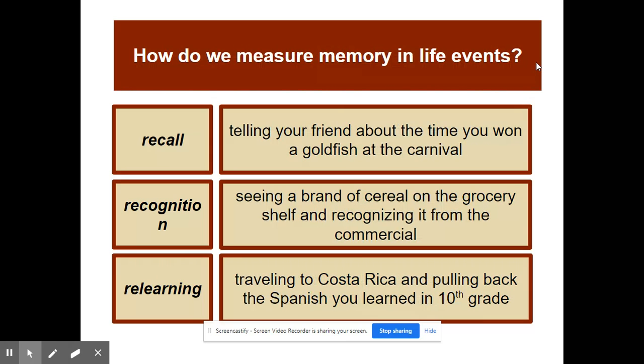Recall is telling your friend about a time when you won goldfish at the carnival. Recognition is seeing a brand of cereal on the grocery shelf and recognizing it from commercials. Relearning is traveling to Costa Rica and pulling back the Spanish you learned in 10th grade.